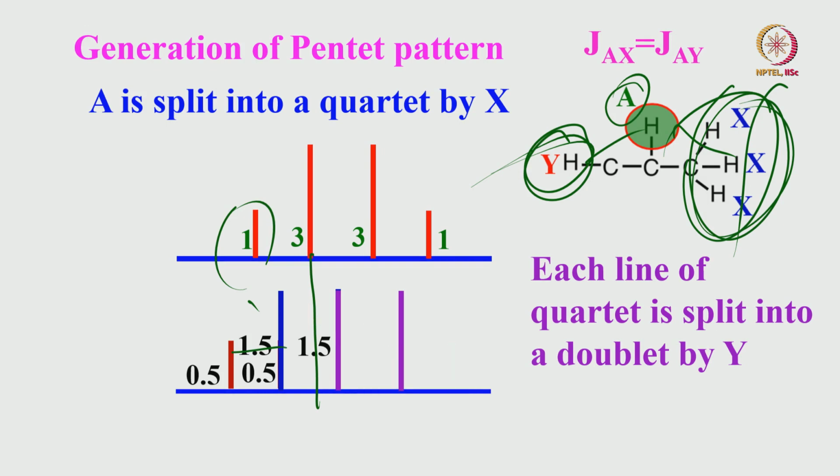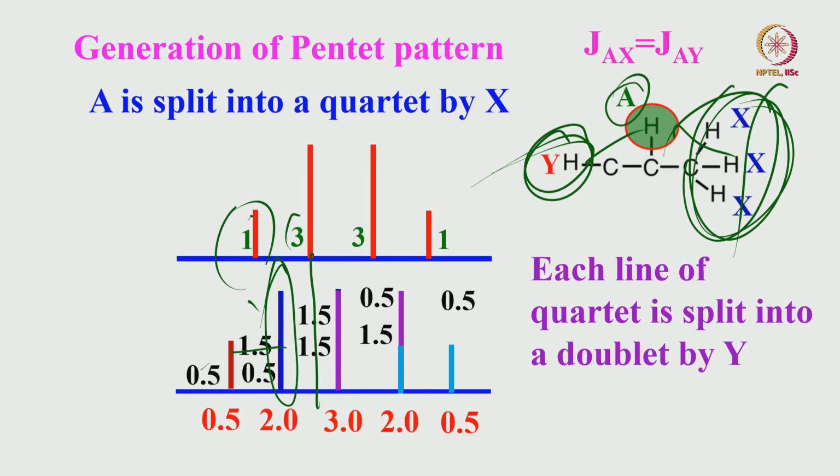I have put different colors for you to understand. You see, this is one color, this is another color, another color and another color. Each line is split into two lines, half of the intensity, and this intensity is half of this, 1.5 by 1.5, but two lines are overlapped here because of identical J coupling. So, calculate the total intensity now. This becomes 0.5, 3 or 2, 3, 2.5. What is the intensity ratio?